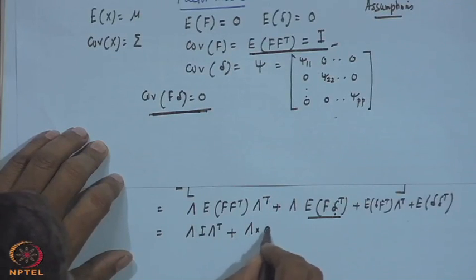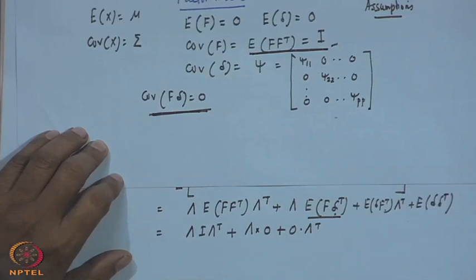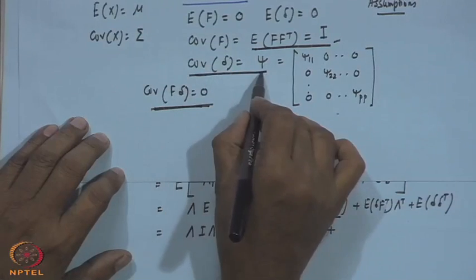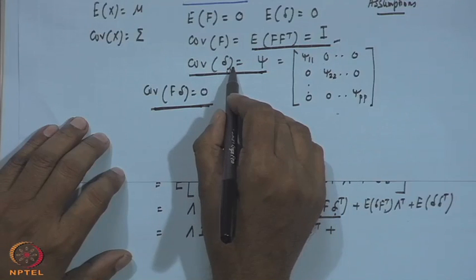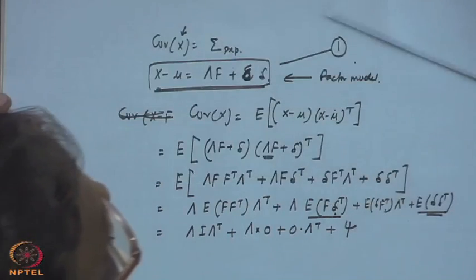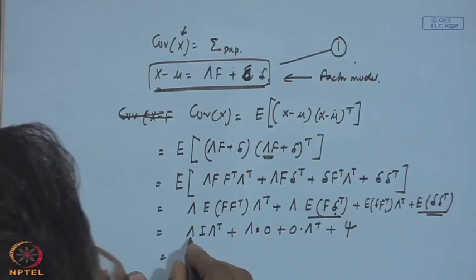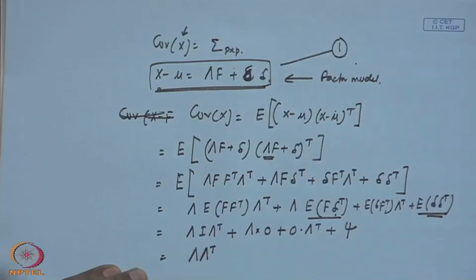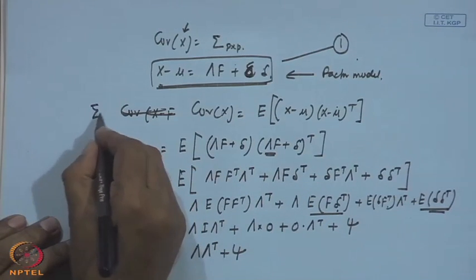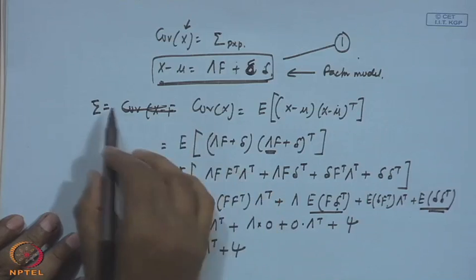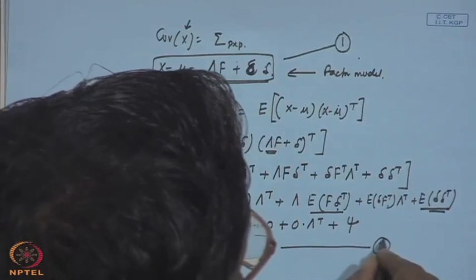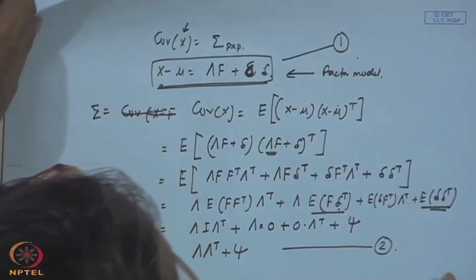So, this is into 0. Similarly, this 0 into delta, lambda capital lambda transpose, plus what is the covariance of delta, that is expected value of delta delta transpose. So, this one is psi. So, then what is happening to the resultant matrix now? Capital lambda I lambda transpose plus psi. What is this? This is your sigma value. Covariance of X is capital sigma. This is equation number 2, and this is the variability explanation point of view of this equation.